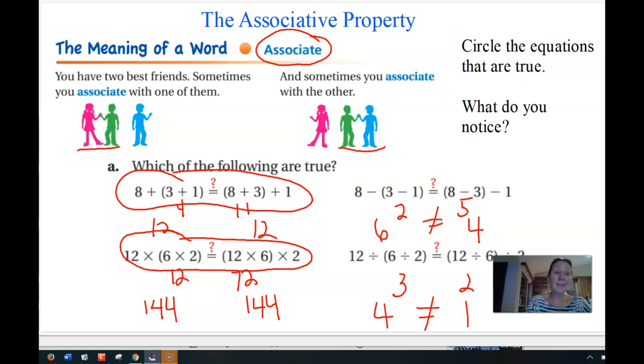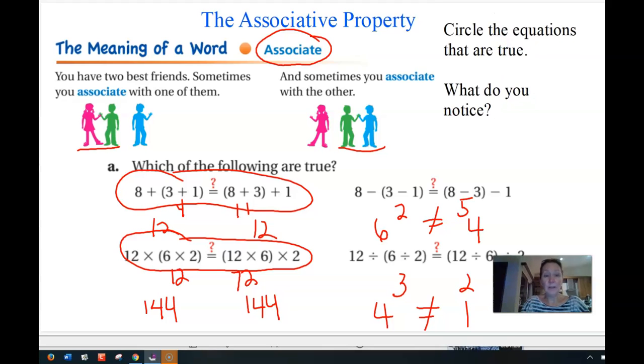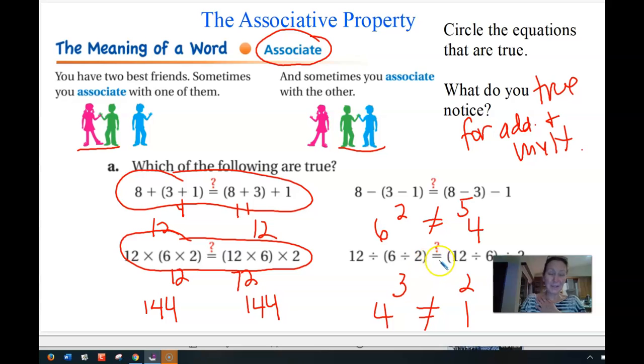So hopefully you're noticing the same thing we noticed when we looked at the commutative property, that the equations are only true for addition and multiplication. So true for addition and multiplication. What that means is if you switch the groups, this time we're switching the groups, in a subtraction problem or in a division problem, you do not get the same answer, right? It is not okay. You can't just put parentheses anywhere you want just because you think it's going to make the math easier. It changes the answer and you can't do it.